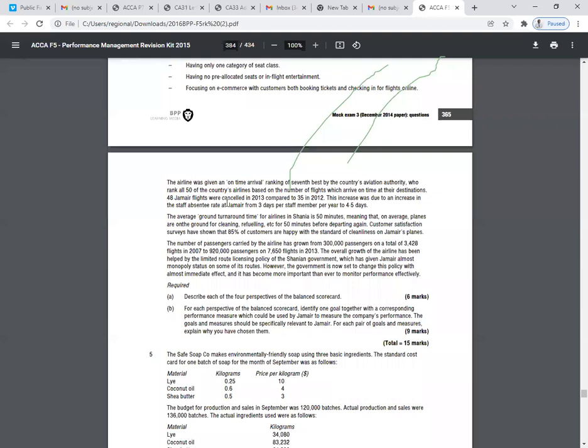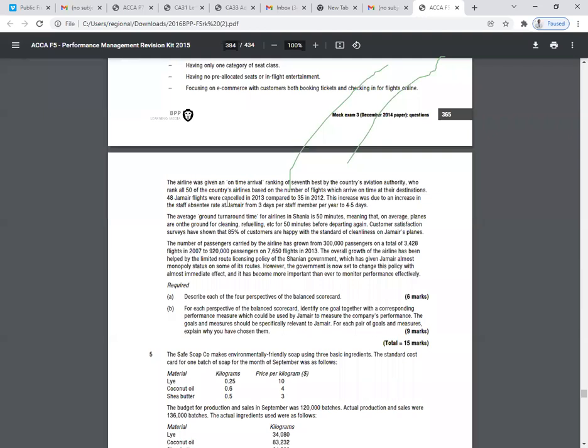This increase was due to an increase in the staff absentee rate at Jam Air from 3 days per staff member per year to 4.5 days. The average ground turnaround time for airlines in Chania is 50 minutes, meaning that on average, planes are on the ground for cleaning, refueling, etc. for 50 minutes before departing again.